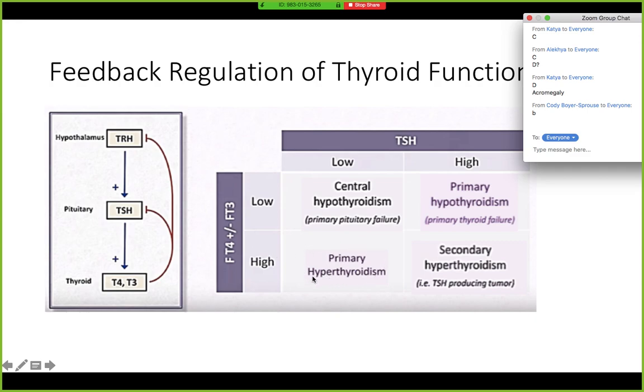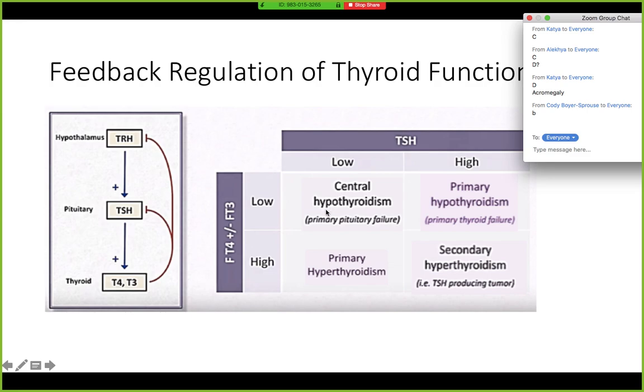And then down here in primary hyperthyroidism, you have a high T3 and T4, and then a low TSH. Basically, you just have a hyperactive thyroid gland. So you have plenty of thyroid hormone being secreted, and it is inhibiting the release of TSH. So you see high T3 and T4, and then low TSH.